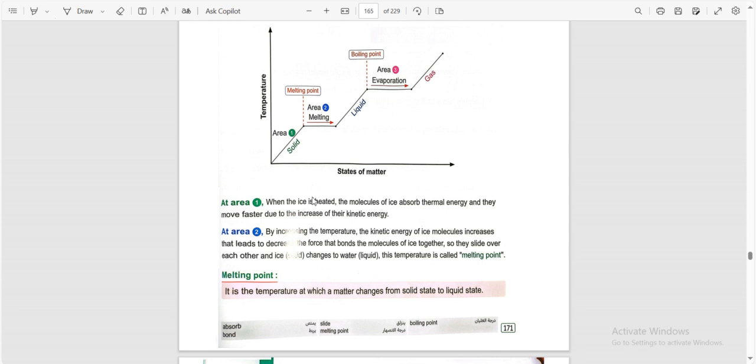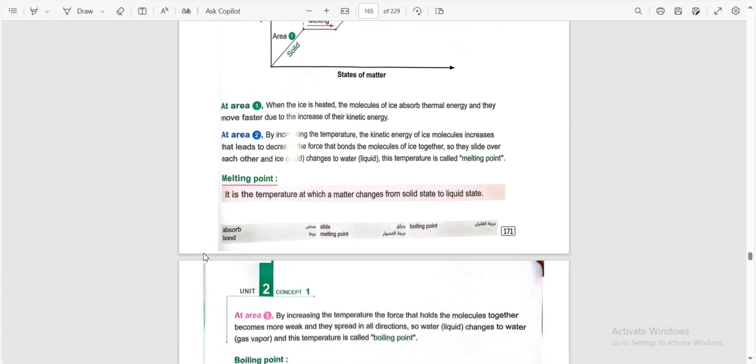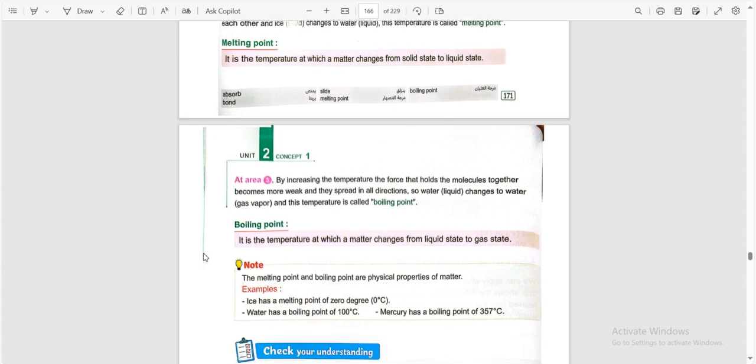In area 2, now the matter is melting, so it's becoming liquid. So what is the melting point? It's the temperature at which matter changes from solid to liquid. So it's a specific temperature, and at this temperature, matter changes from solid to liquid. Good. But what is the boiling point? It's also a temperature, but at this temperature, matter changes from liquid state to gas state.